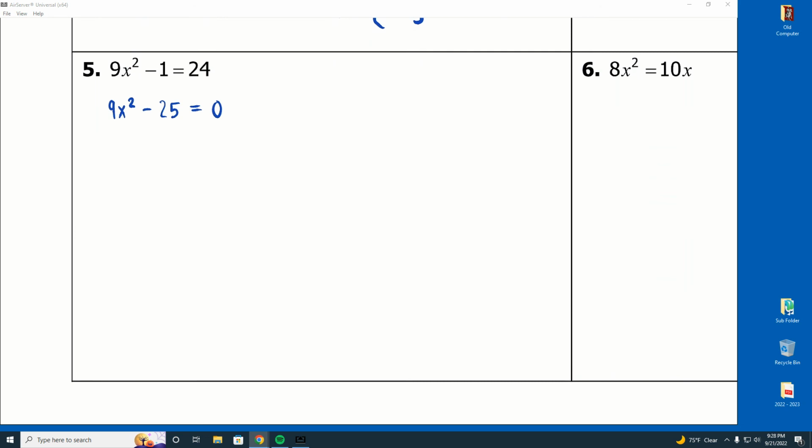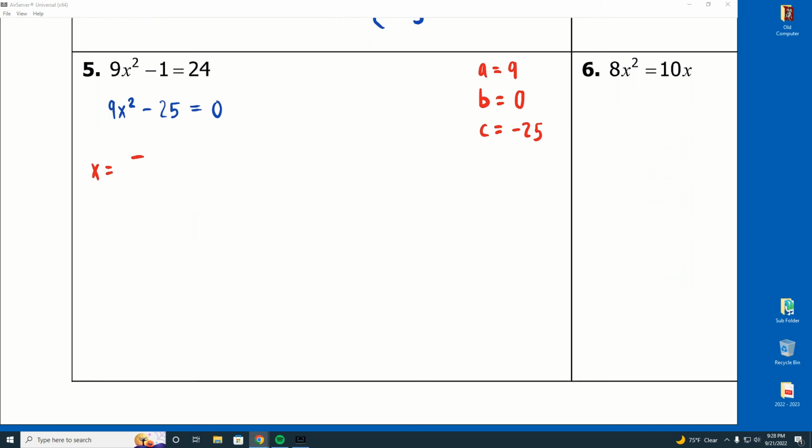So what's unique about this problem? Well, what's my A value, guys? My A value is 9, right? My x squared coefficient is 9. What's my B value? What is my x coefficient? Well, I don't have one, right? There is no x. So if there is no x, then B is 0. And then finally, what's my constant? What's my C value? Well, that's negative 25. So there are the values that I'm plugging directly into my equation.